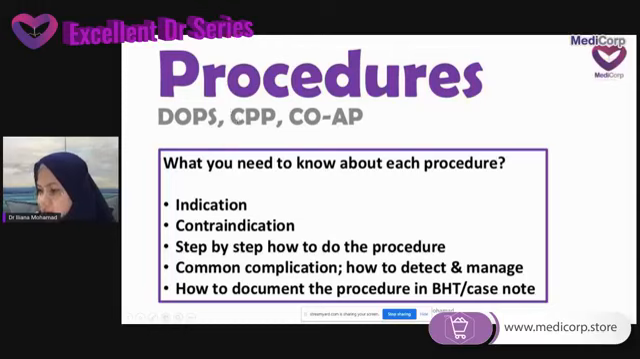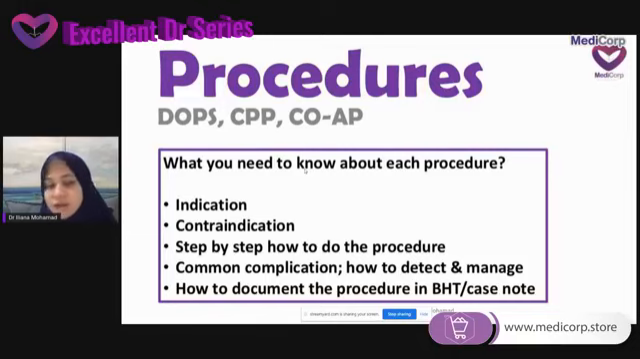Then CPP is compulsory perform procedure, the list of procedures which you need to perform during your 4 months of posting, and there are also compulsory observe or assist procedures that you need to observe or assist within your 4 months of posting. What you need to know about each procedure, we will discuss later.